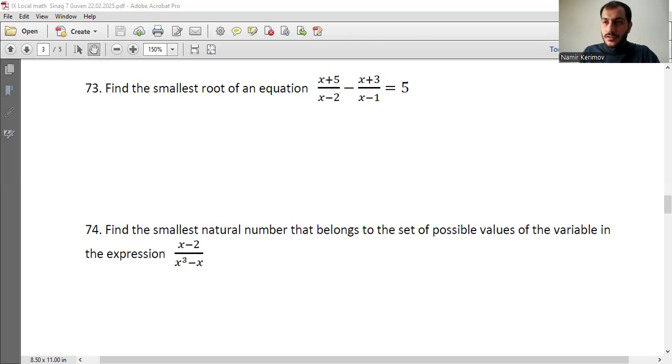But if you don't want to factorize it, you can use the discriminant formula. You can say negative 18 squared minus 4 times a times c, and then you will find the discriminant. And then you can use that root formula. By substituting, you will find the two roots again.